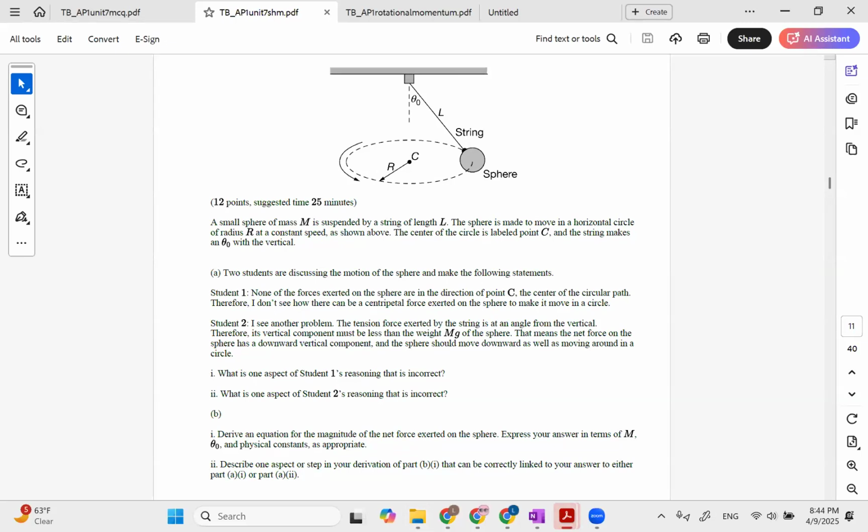Mia, what do you get? I think student 1 saying that there isn't a centripetal force exerted on the sphere is incorrect. There's a centripetal force. Okay, but if the student is saying that, I don't see how there can be a centripetal force, right? Yeah, so I think that's incorrect. Okay, good.